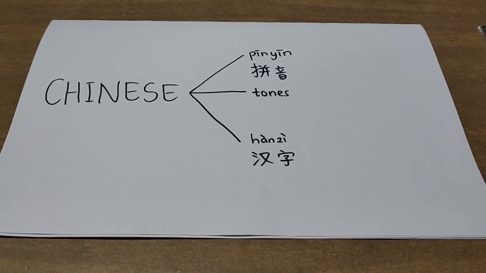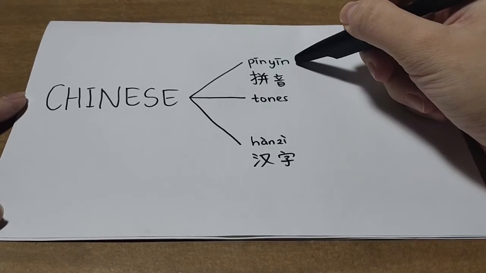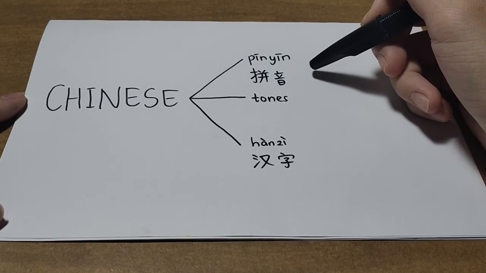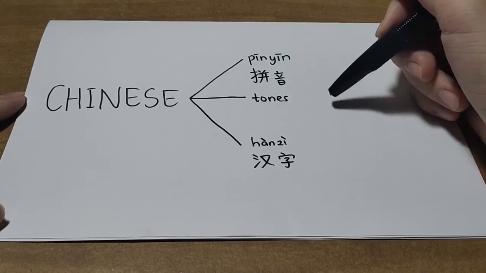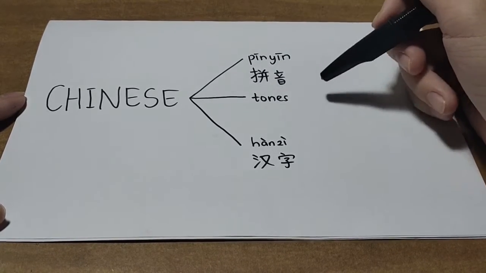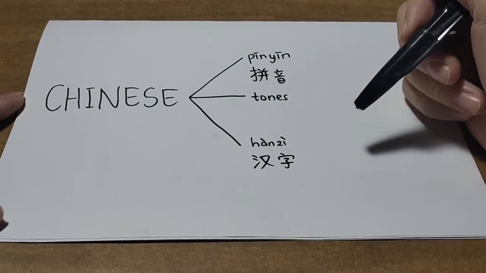Today we're gonna learn about Chinese language. So basically Chinese has three main components. The first one is Pinyin, which is the Chinese alphabet, and the second one is tones, and we use these two for the pronunciation. The third one is Hanzi, or the Chinese characters.